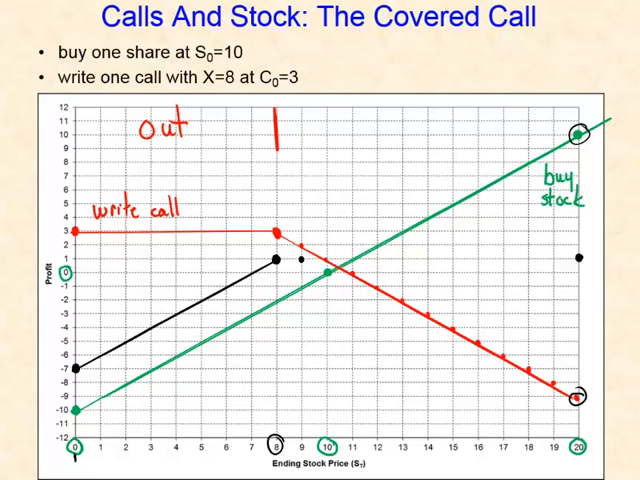We're going to have a flat line representing our combined profits at stock prices greater than 8. So the black line here is our covered call. I like to call it the combo, the combined profit.